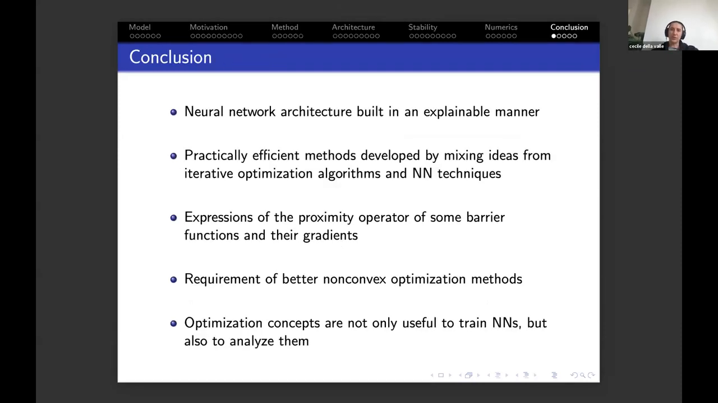So to conclude, the neural network architecture is built in an explainable manner. We show an efficient method developed by mixing ideas from iterative optimization or variable algorithm and neural network techniques. We also have an expression of the proximity operator of the barrier function and their gradient. I didn't show that, but that's what has been done in this work.